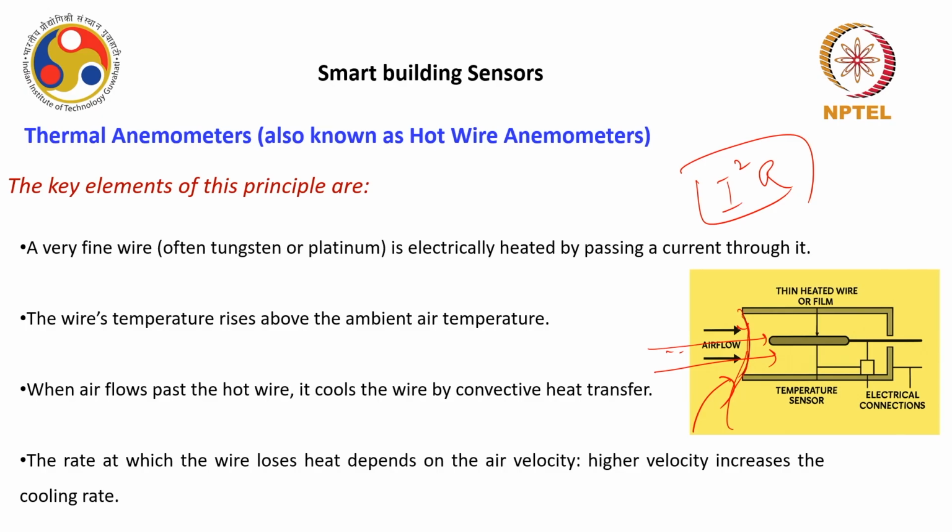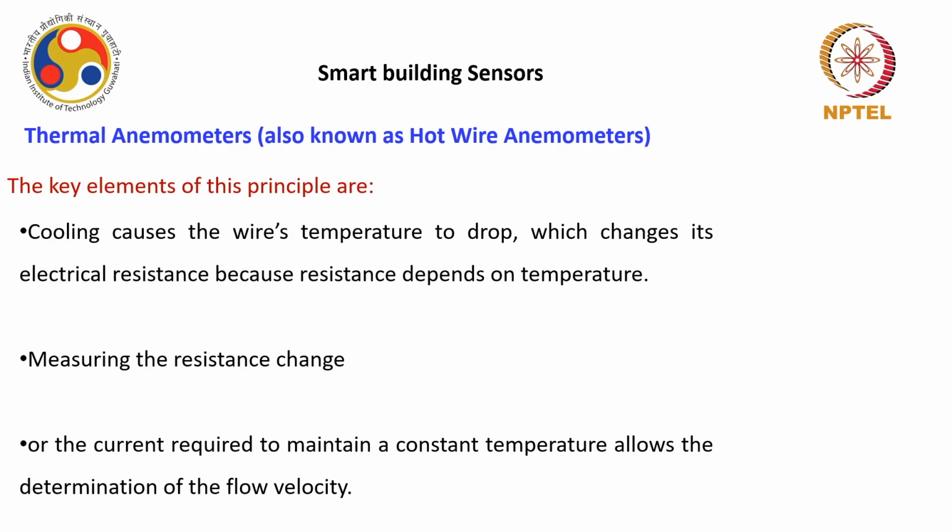Since a certain amount of heat from this wire is getting carried away by the air, the wire will see a drop in temperature. The rate at which the wire loses heat depends on the air velocity. The higher the velocity, the higher the cooling rate. This cooling causes the wire's temperature to drop, which changes the electrical resistance, because resistance depends on temperature. We have already seen that in different modules.